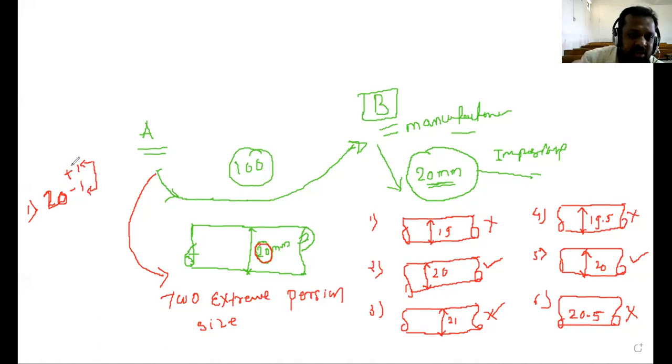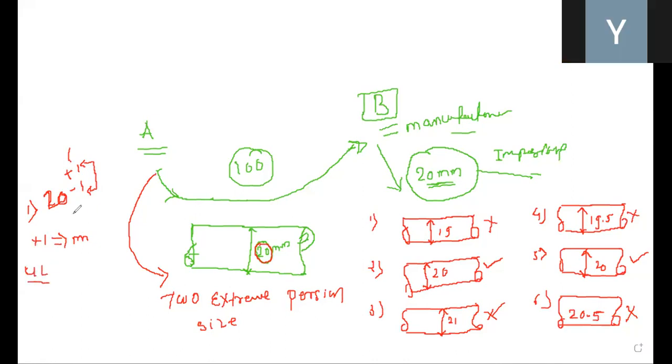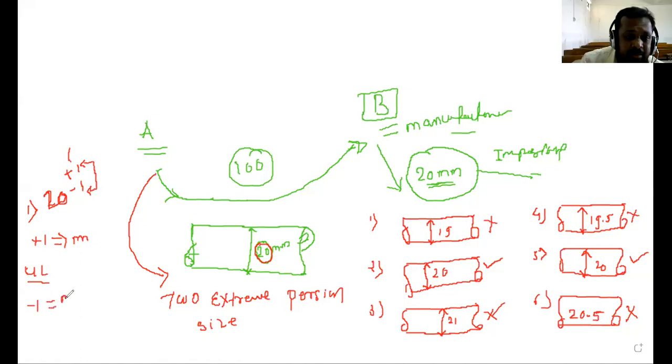Means here that +1 we can call the maximum permissible value. Right here that +1 is called the maximum permissible value, means it is the upper limit. And here -1 is called the minimum permissible limit. Okay, it is called the lower limit.